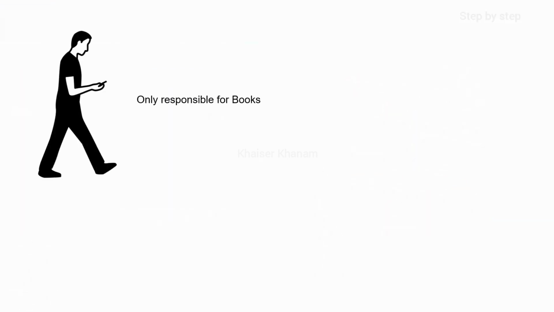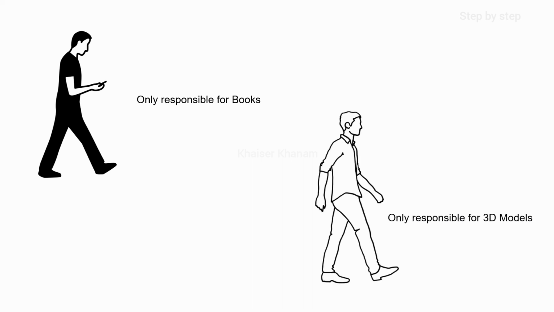So now what happens in this? The librarian will only be responsible for the books and this newly hired person will only be responsible for the 3D models. Whenever a student wants books, the student will go to the librarian and the librarian will give the book. If a student wants any 3D model or any information regarding a 3D model, the student will go to this newly hired person and that person will give information about those models. So I have separated the persons. I have one librarian who will handle the books and a newly hired person who will only handle 3D models.